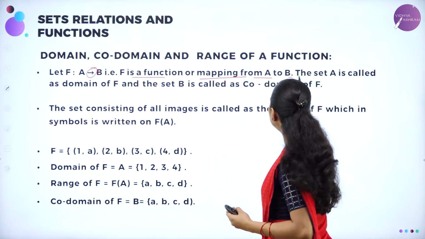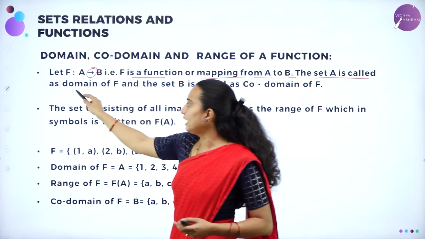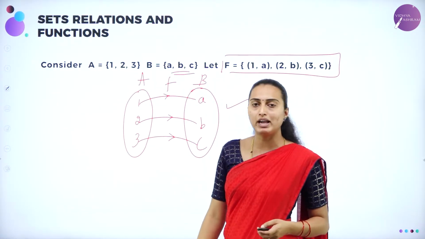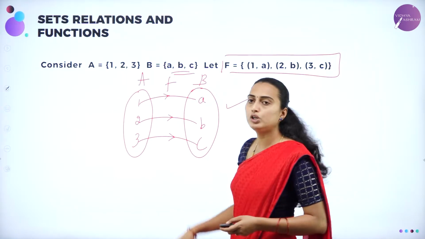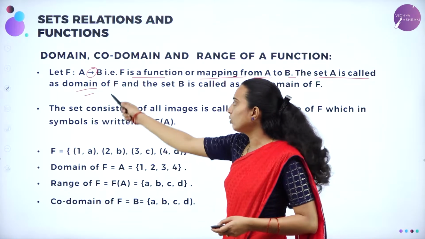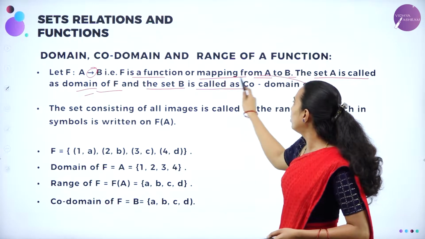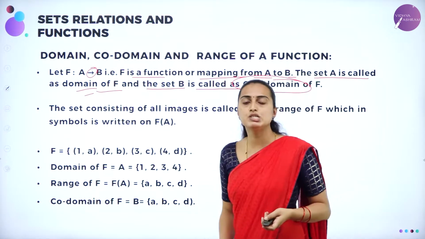So from A to B, the set A is called the domain. As I told you, this whole set A is going to be known as the domain set, and this whole set B is going to be known as the codomain set. That's what I have explained here. Domain of F, and the set B is called the codomain of F. Then what is the range, ma'am?